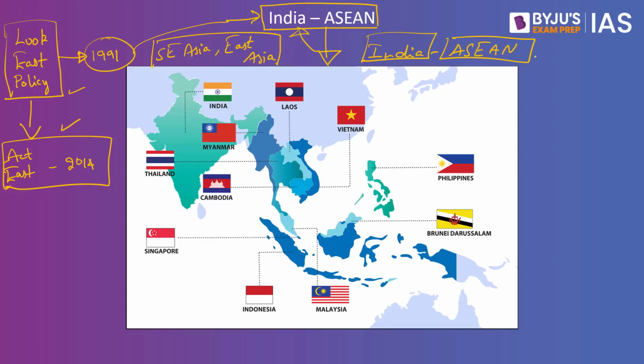ASEAN brings together 10 key Southeast Asian countries, including Myanmar, Cambodia, Singapore, Laos, Vietnam, Indonesia, Malaysia, Thailand, Brunei, and Philippines. India not only shares good bilateral relations with almost all these countries, but we have also established very close relations with the ASEAN group itself since 1992.